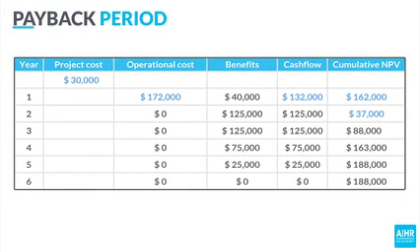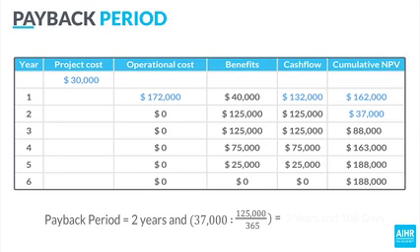So to put it in nice slides, it will look like this. Our cash flow is our operational cost plus our benefits. And the payback period will take 2 years and about 108 days. Why? Because that's 37,000 US dollars divided by the cash flow of the next year divided by 365, which is again 2 years and 108 days.